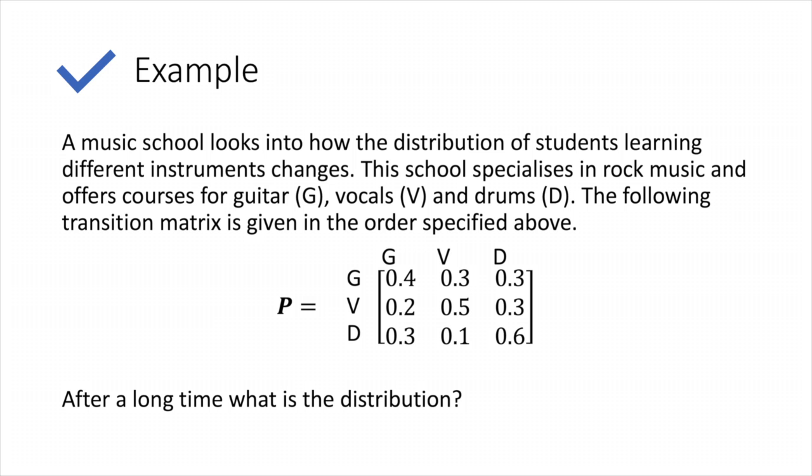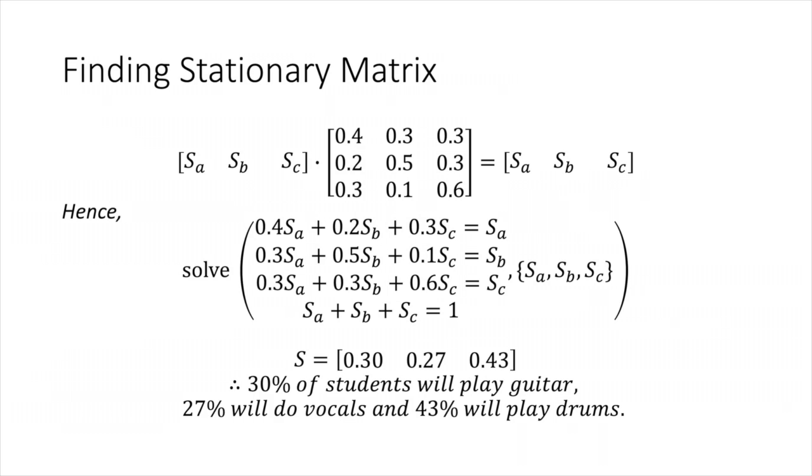So here is another example. Again, feel free to pause the video here to read it. From our probability matrix, we can see for people who initially play guitar on the top row, 40% will continue to play guitar, 30% will move on to vocals, and 30% will move to drums. To find the distribution after a long time, we simply find the stationary matrix.